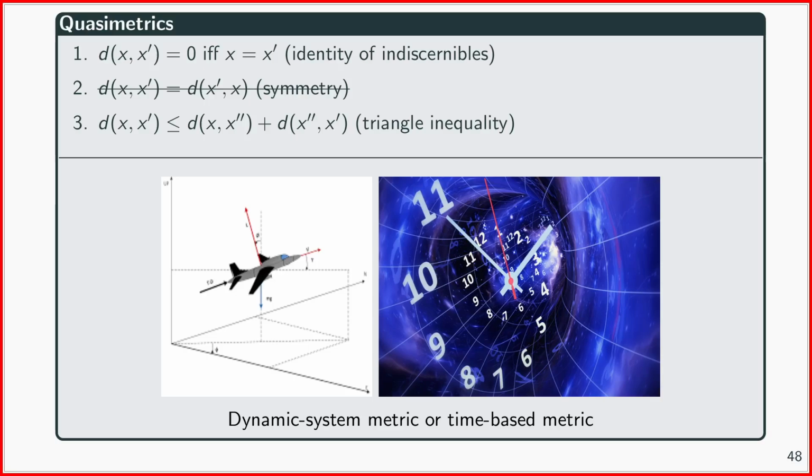And the second one are time-based spaces, where one of the dimensions is actually time. And of course, you can always go forward in time, but you can never go backward in time. And so the distance between going forward is something positive, but going backward is usually not possible, and so this would be infinite. And here it would actually make sense to have something which violates this assumption, and this is also something which we call a quasi-metric in this case.